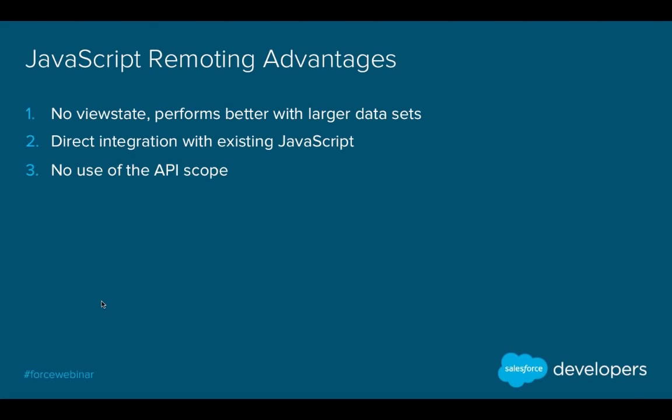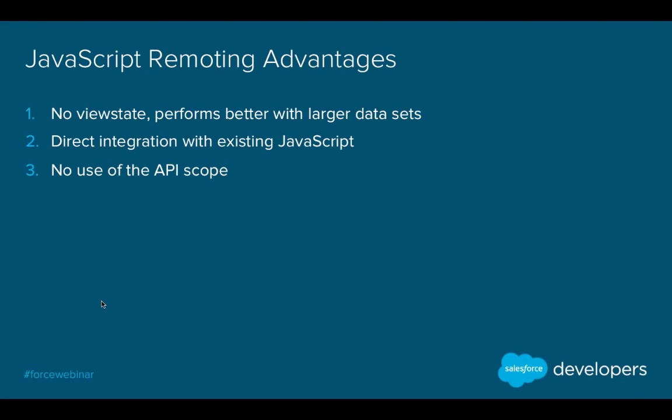So I'm kind of on a mission to make sure Visualforce developers are aware of the view state and aware of some of the performance issues that can occur when binding a lot of data to the view state. I'm also on a mission with JavaScript remoting to make sure that people know that with JavaScript remoting, we do not need to use the API scope.